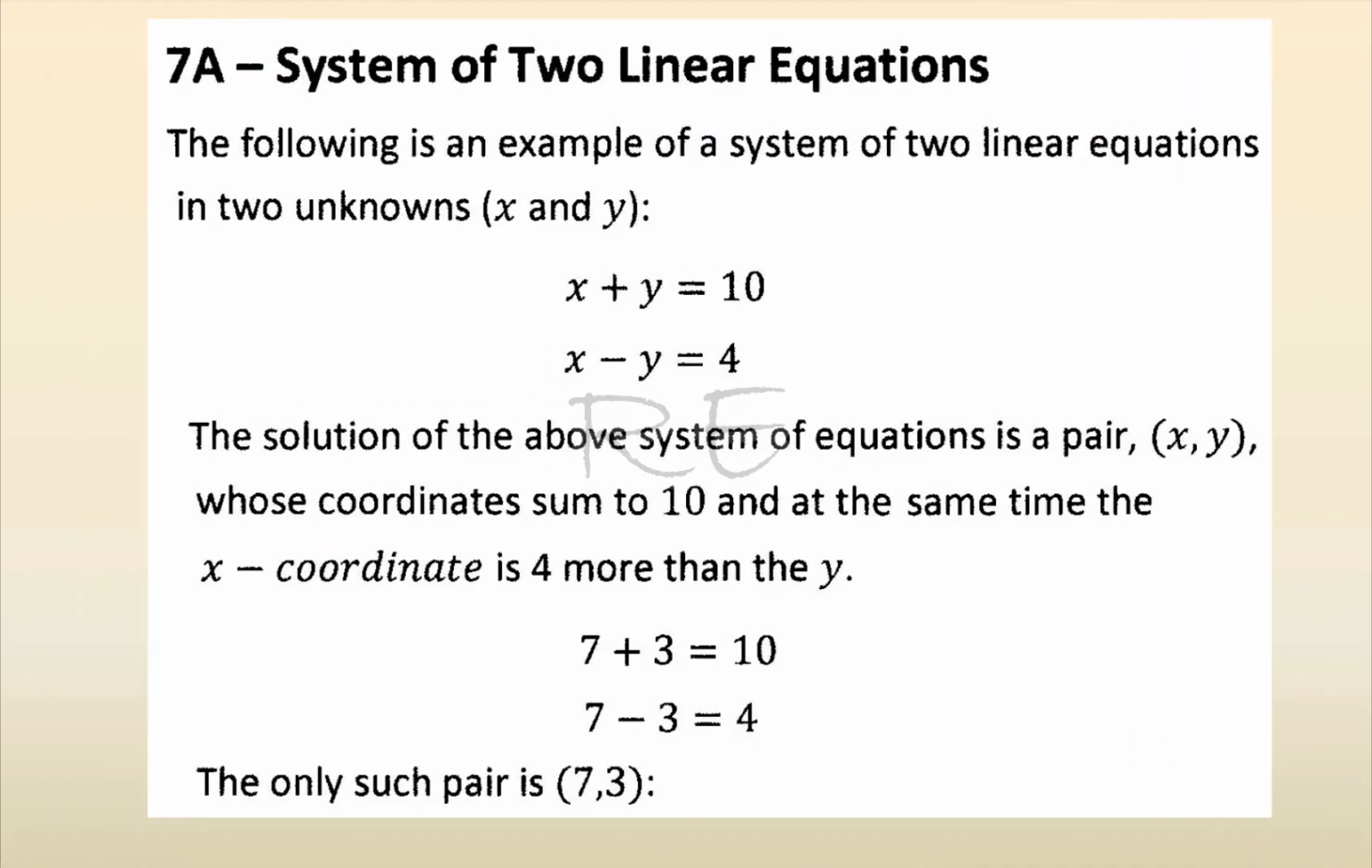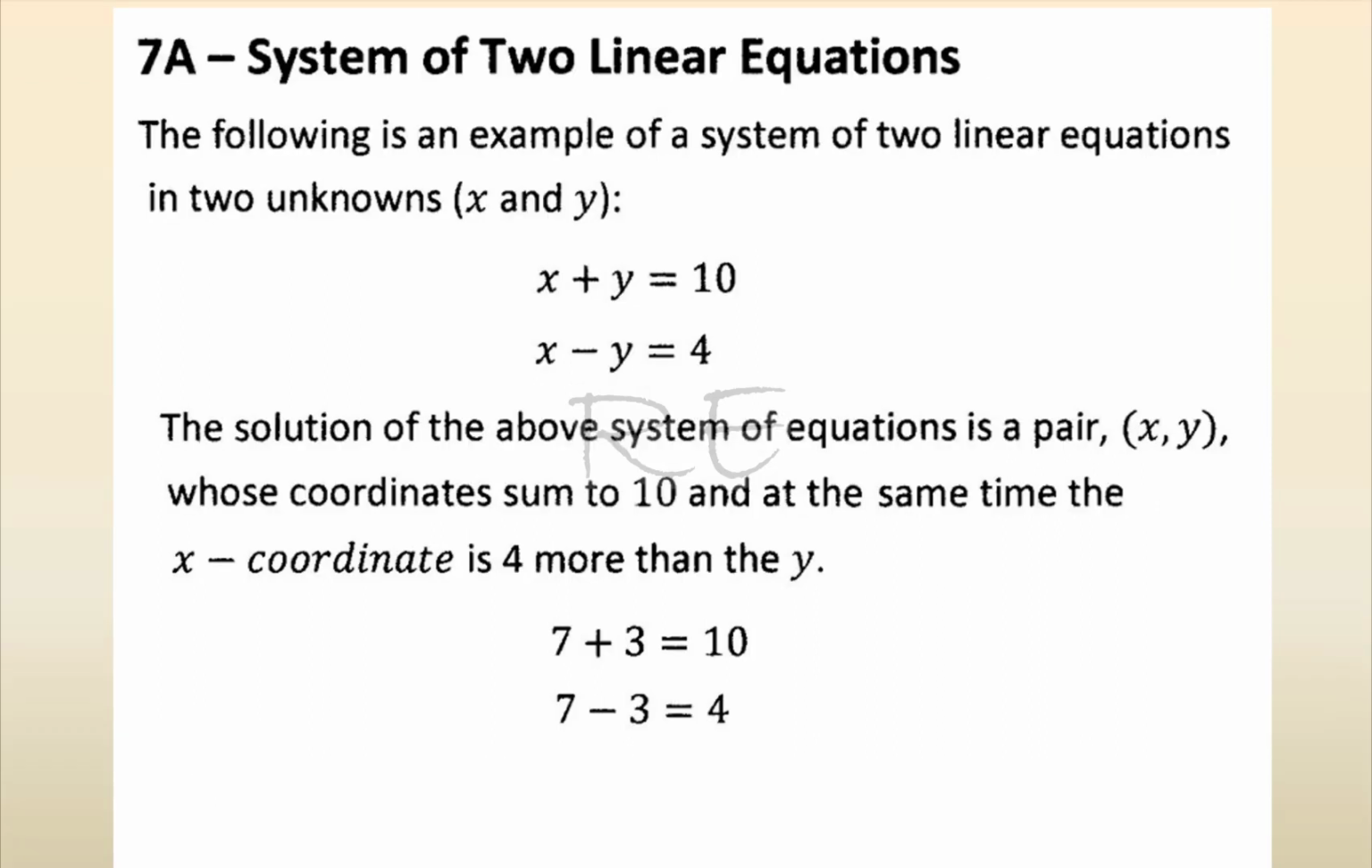The following is an example of a system of two linear equations in two unknowns. x plus y is equal to 10 and x minus y is equal to 4. Notice that 7 and 3 are the solutions for the system because these two integers satisfy both requirements. 7 plus 3 is equal to 10 and 7 minus 3 is equal to 4.